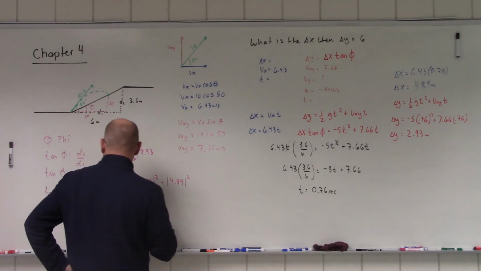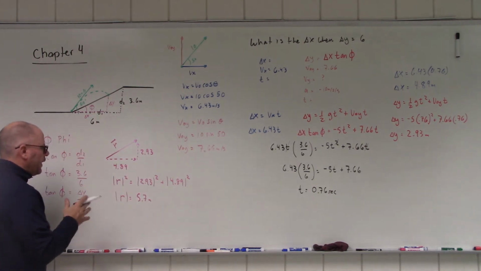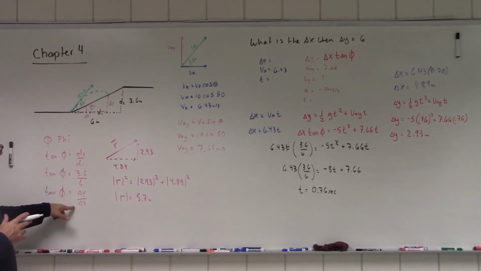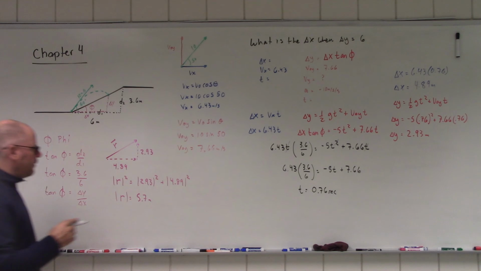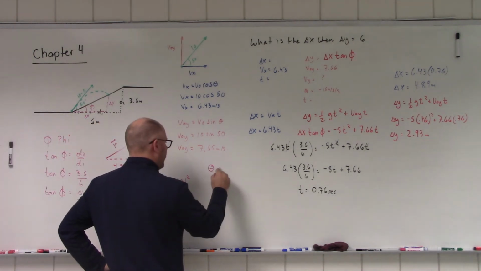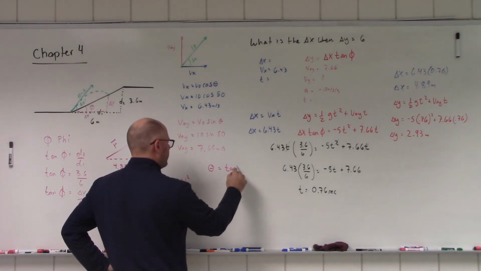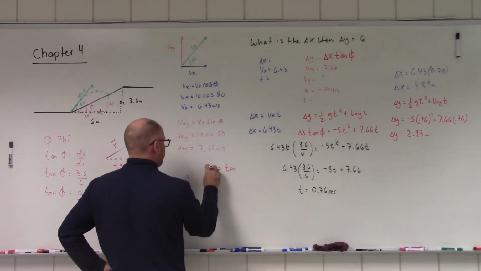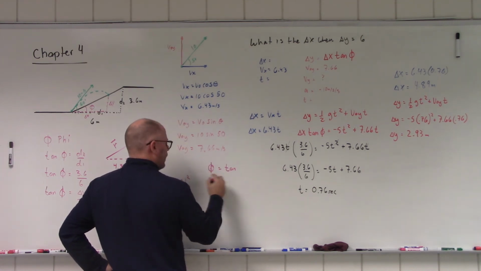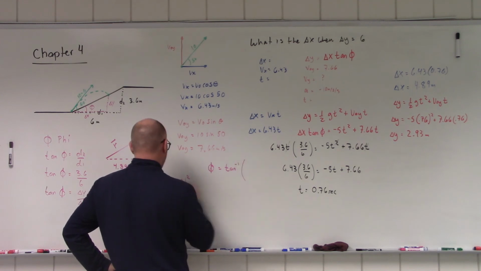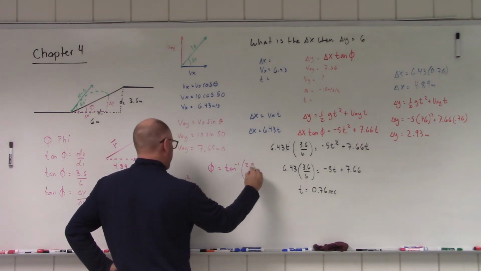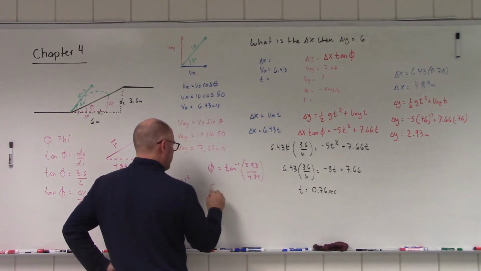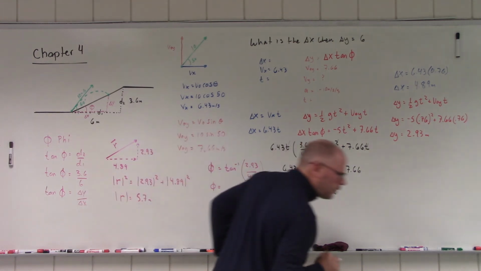And then, what's funny is the angle is already right here. Whether we use delta y over delta x or 3.6 over 3. So theta is equal to the inverse, well, it's actually phi, sorry. Inverse tangent of these two. So 2.93 divided by 4.89. So phi is equal to 31 degrees.